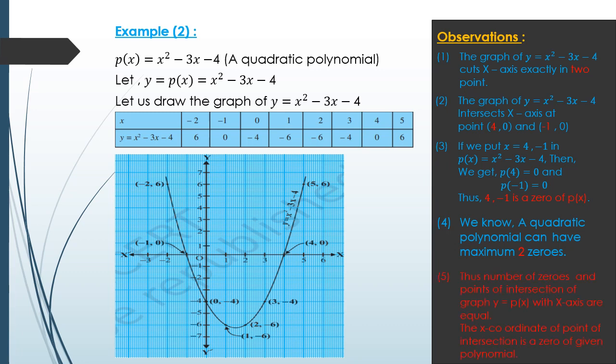So once again let us write this sentence. Thus the number of zeros and the points of intersection of the graph y is equal to p of x with the x-axis are equal.